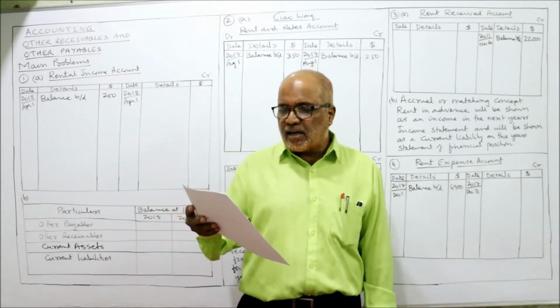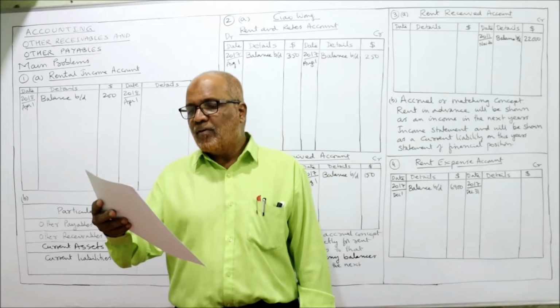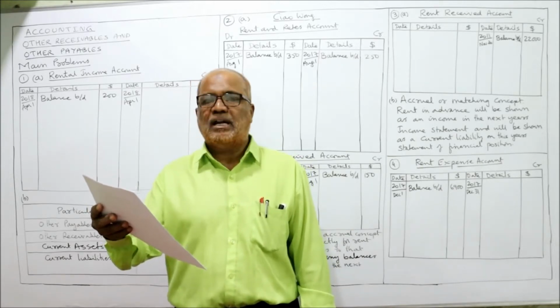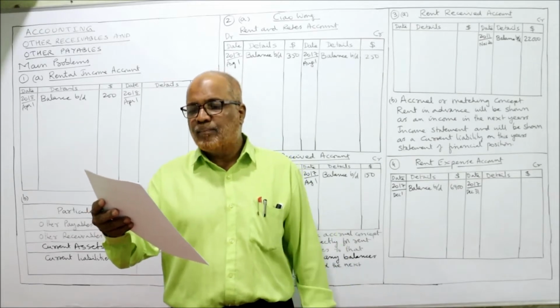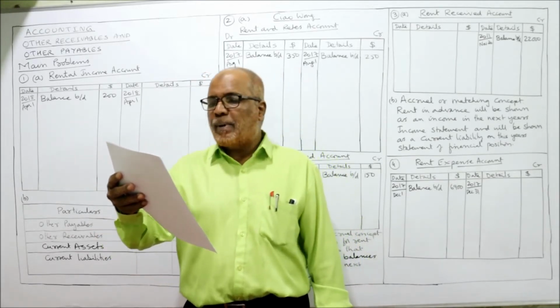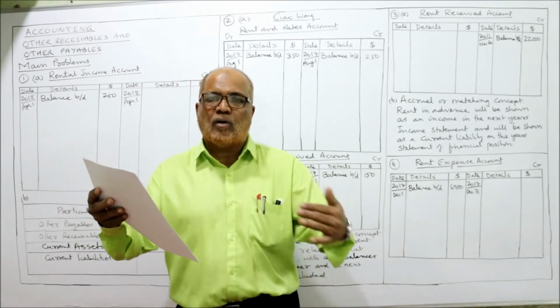Second question, complete the table by indicating with a tick what the balance of rental income account represents on the given dates. So 2 dates are given, balance at 1st April 2018, beginning of the year, and balance at 1st April 2019, end of the year.